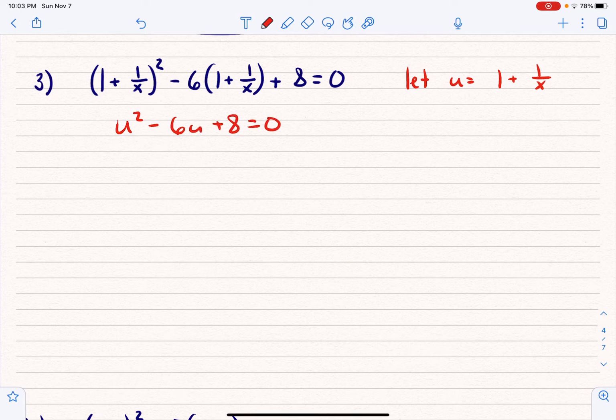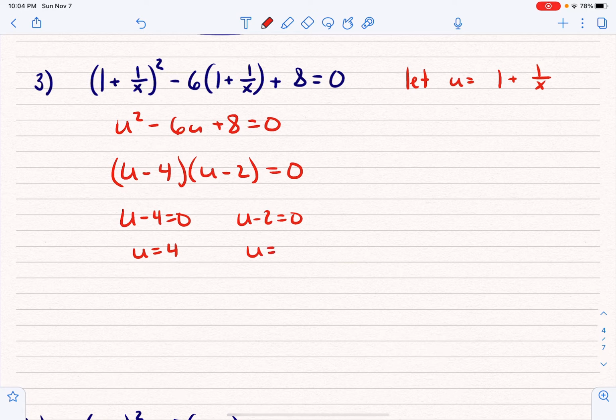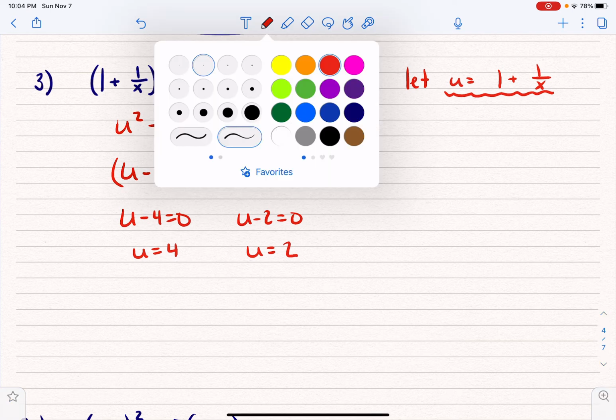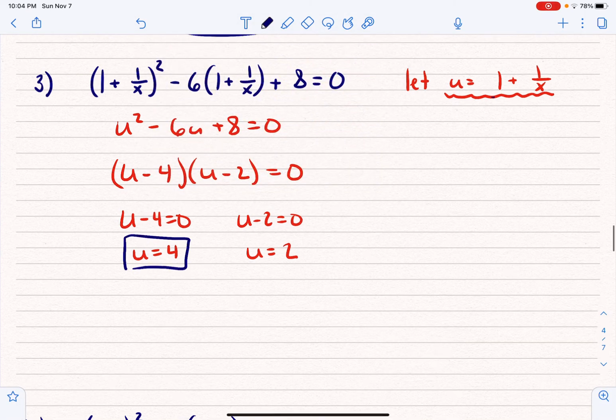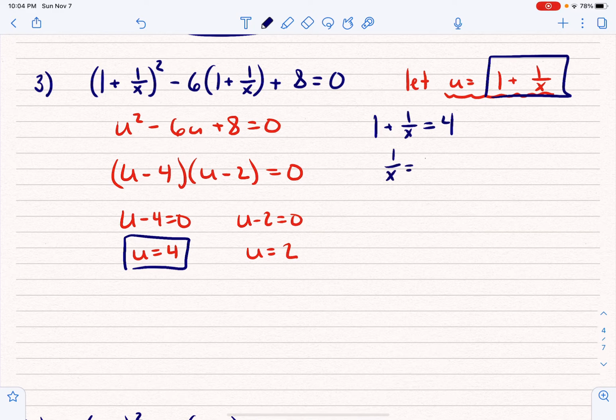Now, that's really easy. Factors of 8 that add up to be negative 6 would be negative 4 and negative 2. And then I can solve that and get, well, u minus 4 is equal to 0, so therefore u is 4. Or u minus 2 is equal to 0, so therefore u is 2. But I'm not done. Because I did this substitution, I have to re-substitute. So now I'm going to say, well, if u is 4, but u is 1 plus 1 over x, that's equal to 4. I can subtract 1 from both sides. I get 1 over x is equal to 3.